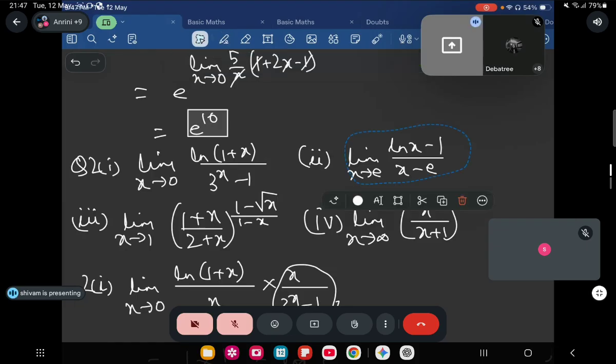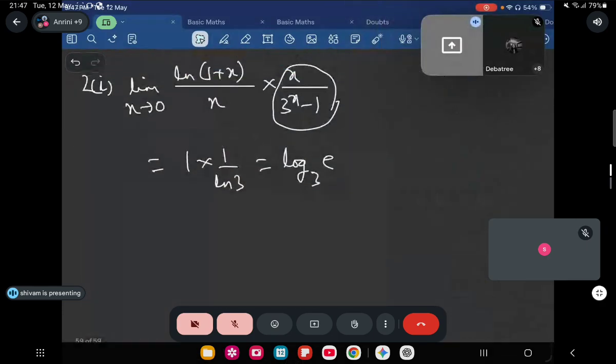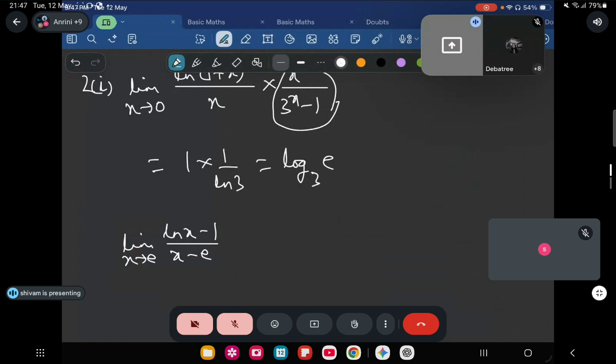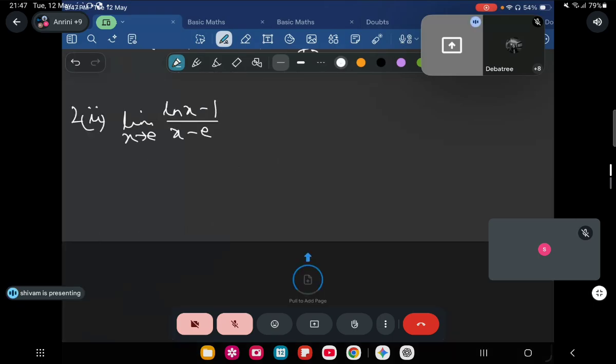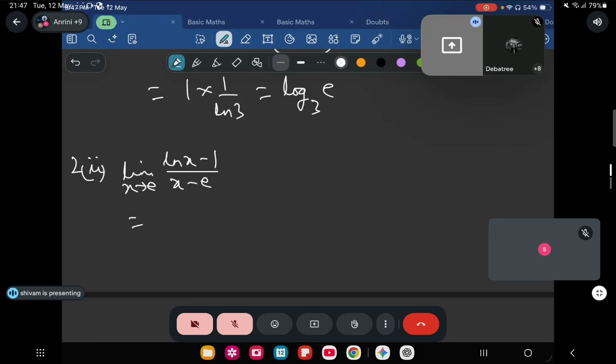Next, ln x minus 1 upon x minus e. Pay attention. So everyone, it's better to differentiate using L'Hopital. Tell me, without L'Hopital or with L'Hopital? Okay, let us do it with L'Hopital only. This will become limit x tends to e. Let us differentiate. You will get 1 by x divided by 1. So you substitute e, you will get 1 by e. Done. Part 2.